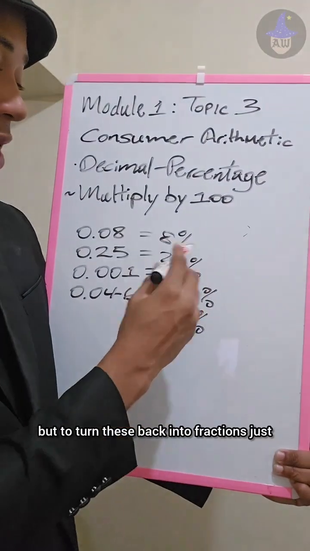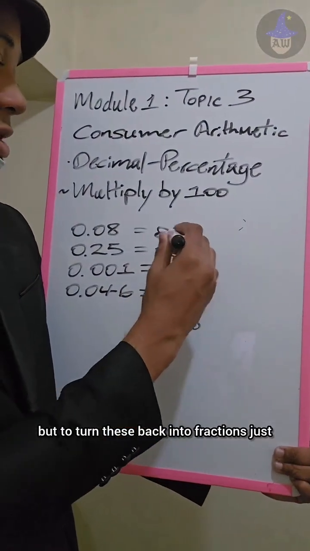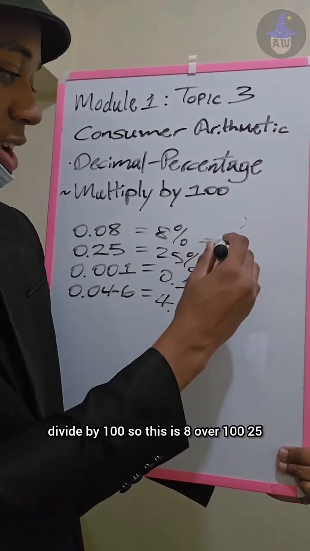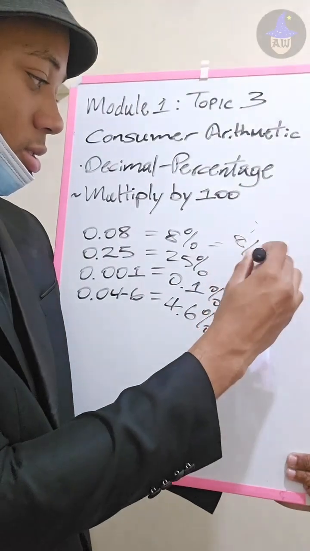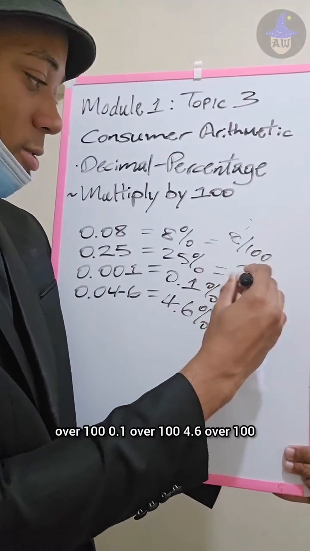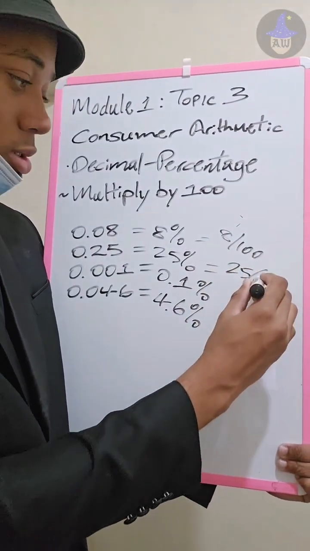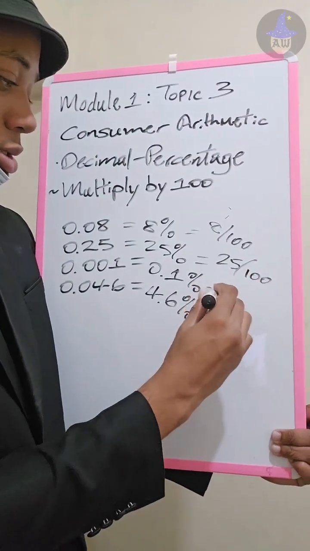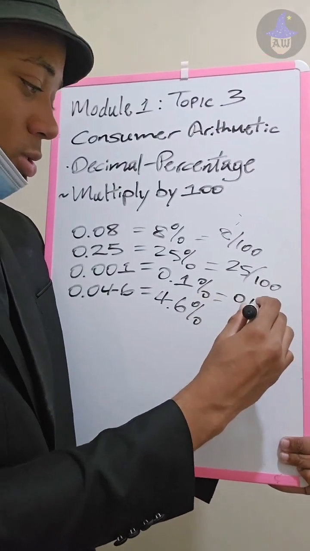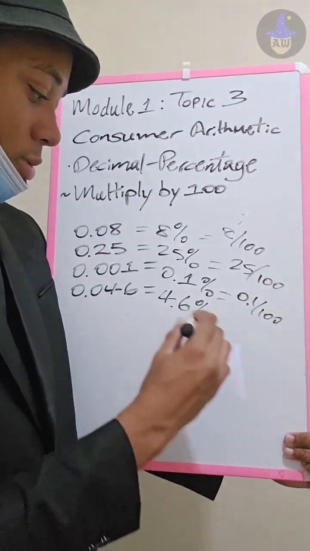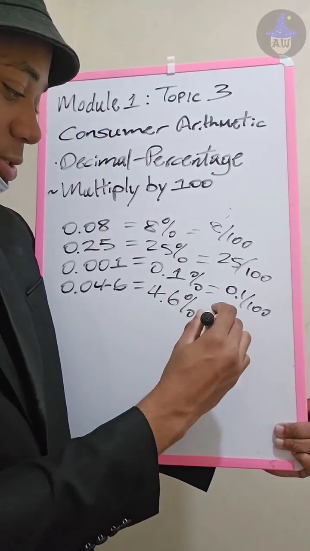But to turn these back into fractions, just divide by 100. So this is 8 over 100, 25 over 100, 0.1 over 100, 4.6 over 100.